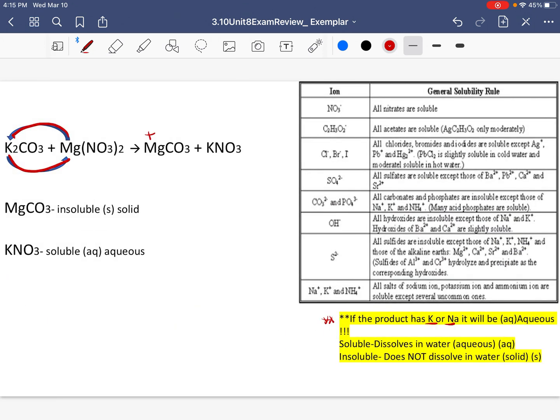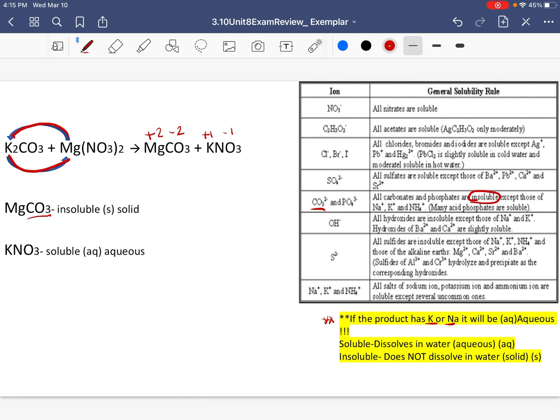So again, how do I know my product is balanced? Magnesium is +2, carbonate is -2, it cancels out to 0. Potassium is +1, nitrate is -1, it cancels out to 0. So again, how do I know that this carbonate is insoluble? When I go here to the chart, it says insoluble, except with sodium, potassium, and ammonia. It is not there, so that's why my product of magnesium carbonate is insoluble.